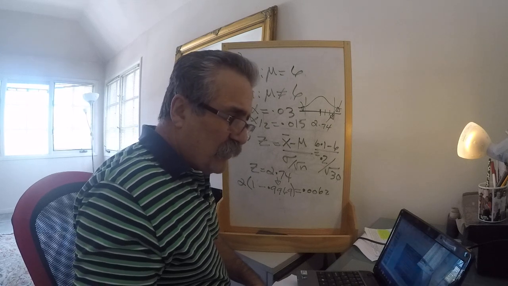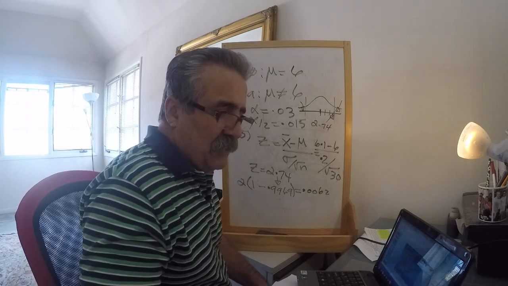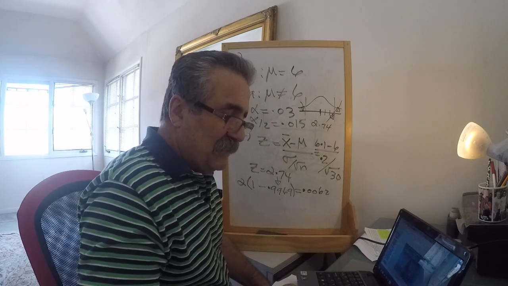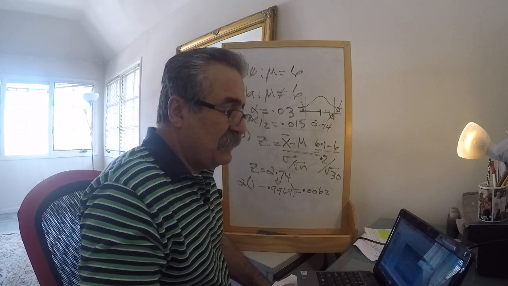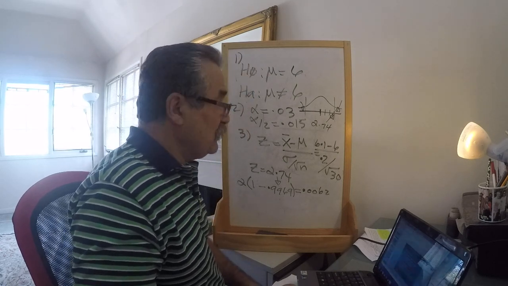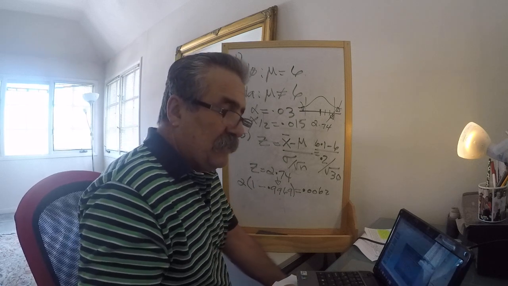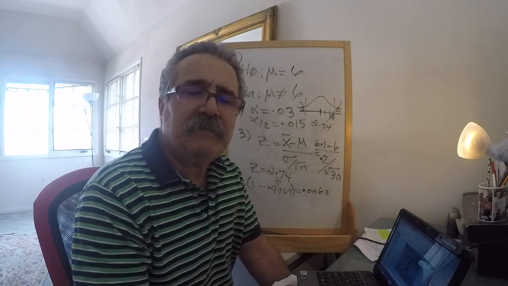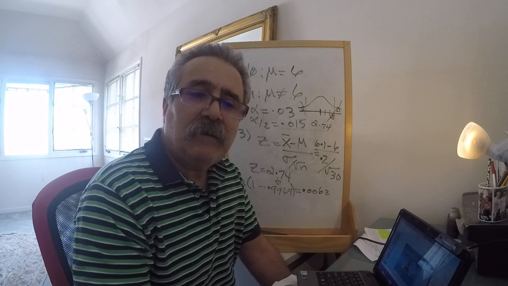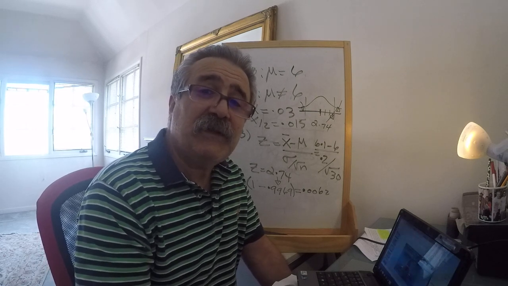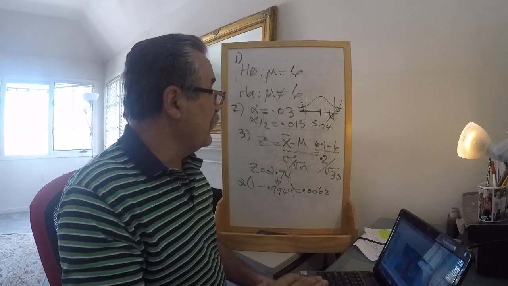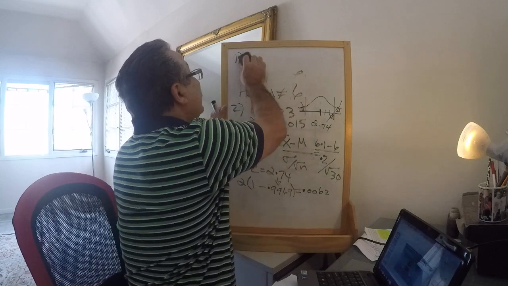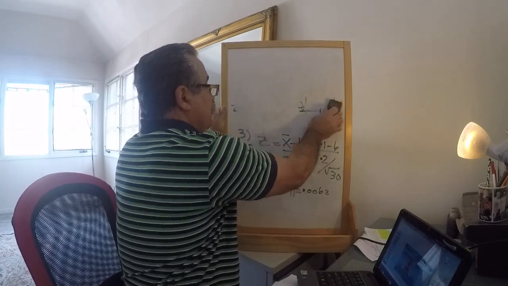Now there is one more approach in testing the hypotheses, and that is the use of the margin of error, the confidence interval that we learned in chapter 8. So we can go ahead and say 6.1, which is our sample mean. Another method is this.